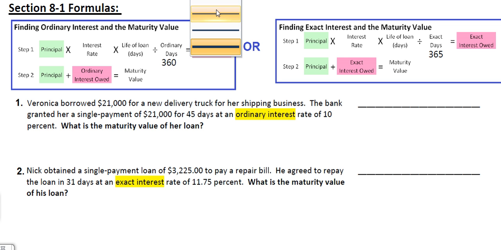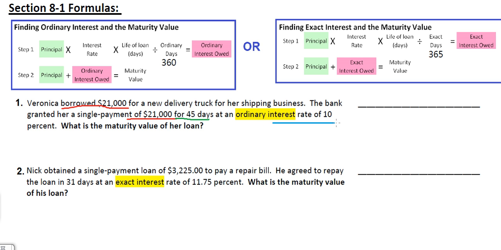So with that being said, let's get rocking with number 1. Number 1, Veronica borrowed $21,000 for a new delivery truck for her shipping business. The bank granted her a single payment of that $21,000. They did it for 45 days at an ordinary interest rate of 10%.